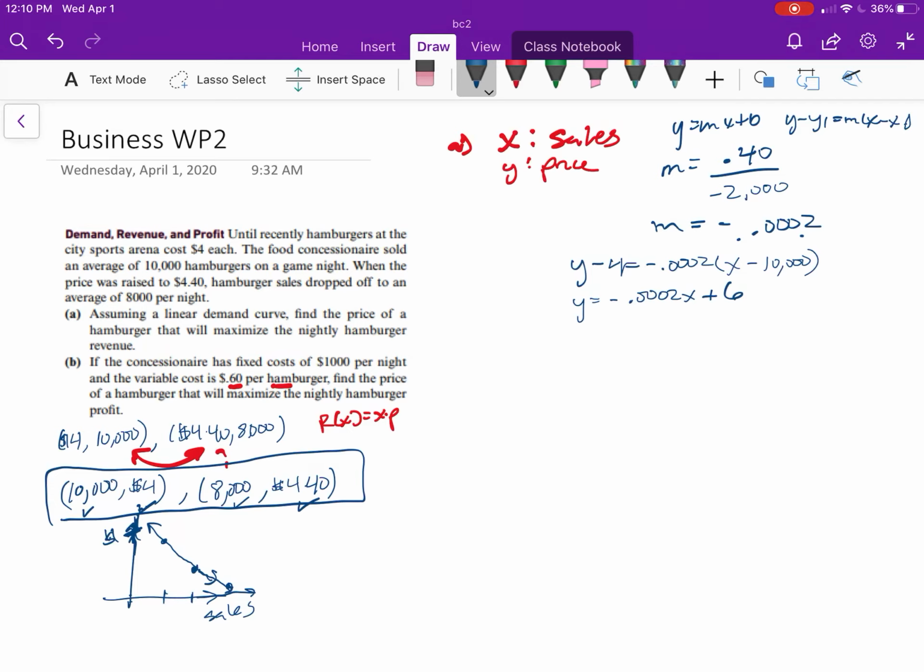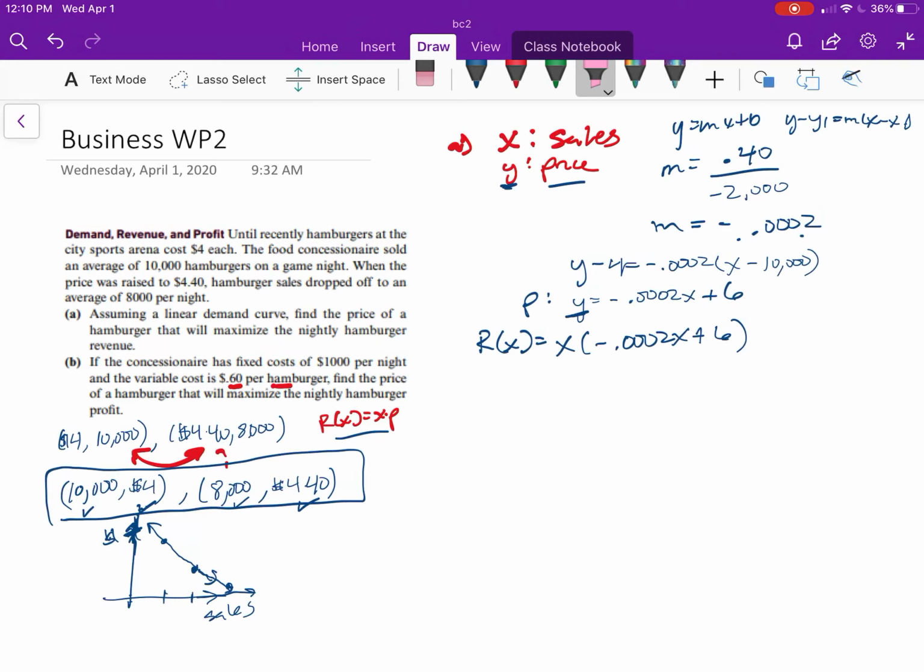So now R of x, this is my p, right? I call y the price, so this is my p. So R of x equals x times p. R of x equals x times this, negative 0.0002x plus 6.